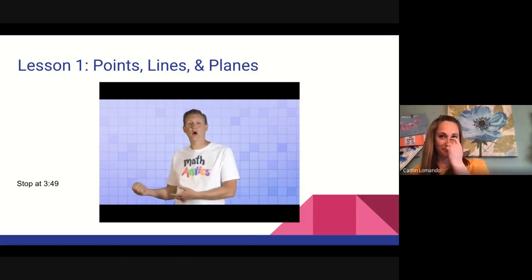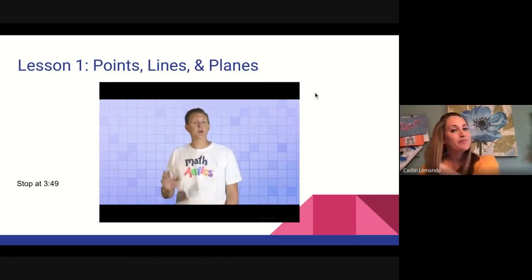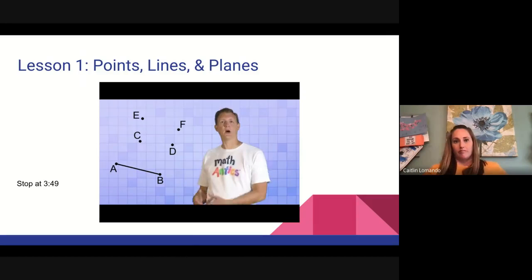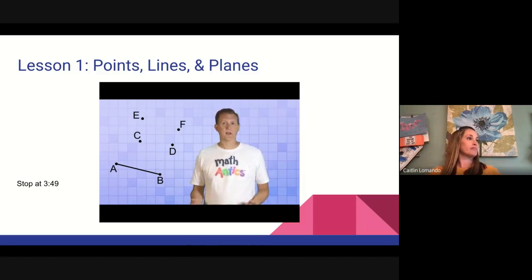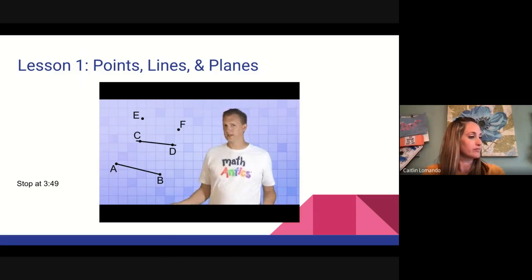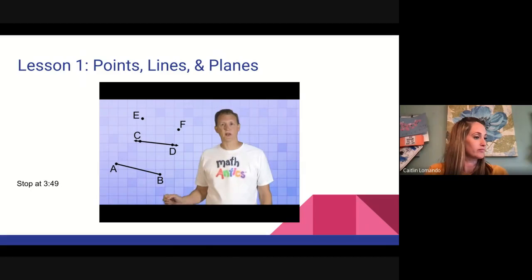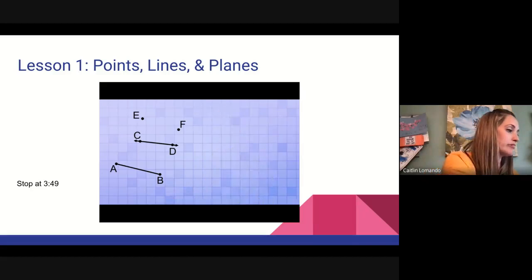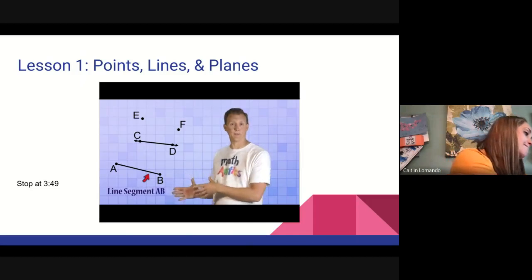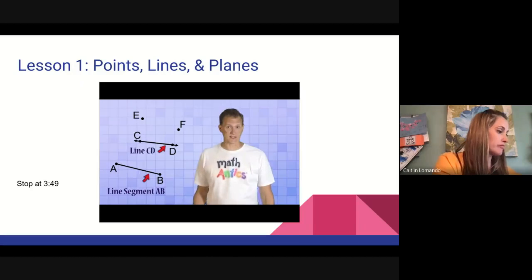We can't actually draw a line that goes on forever, so here's what we do instead. To draw a line instead of a line segment, you just go past the endpoints a little bit, and you put an arrow on both ends of the line to show that it keeps on going. So this is line segment AB, and this is line CD.